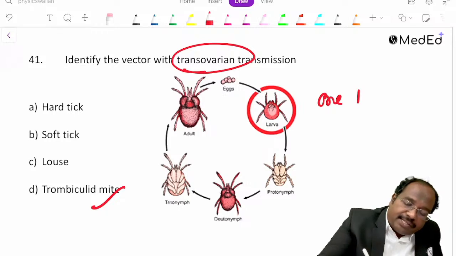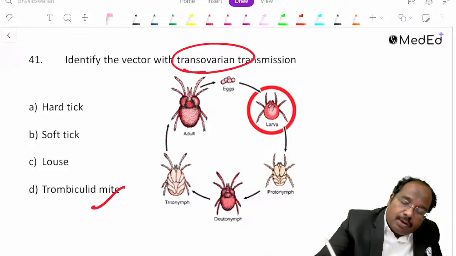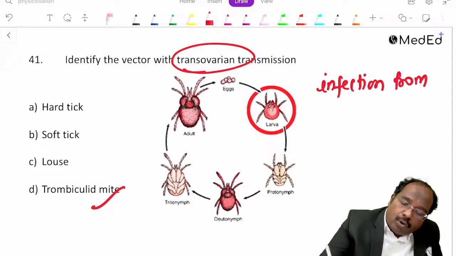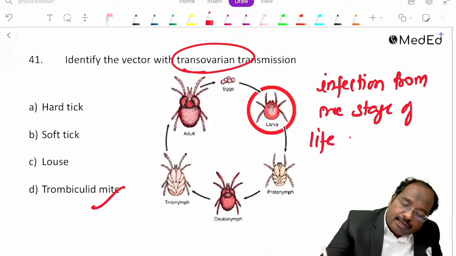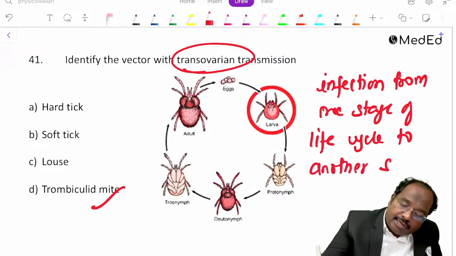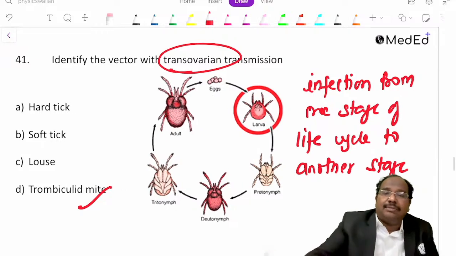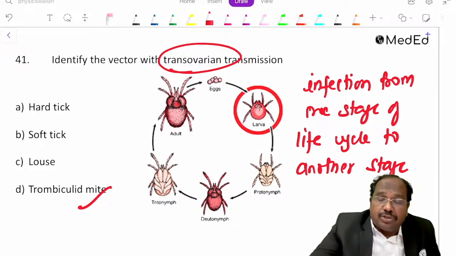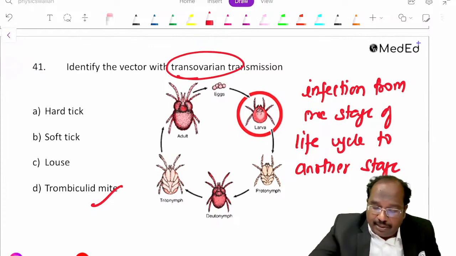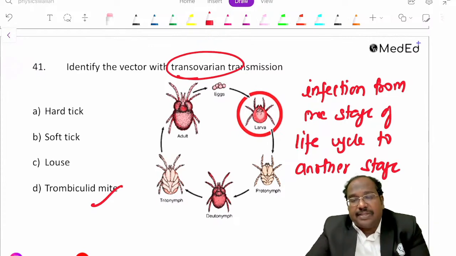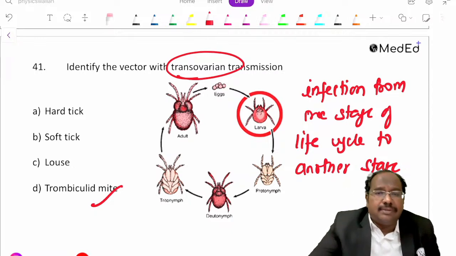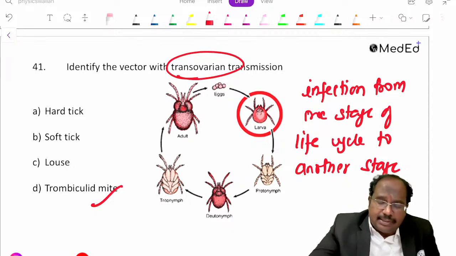One stage of the life cycle is infected, and the infection is carried on. What is transstadial transmission? Infection from one stage of the life cycle to another stage, that is transstadial transmission. That is there in mites, and even ticks also, but this one is a mite actually. This is the trombiculid mite, guys.